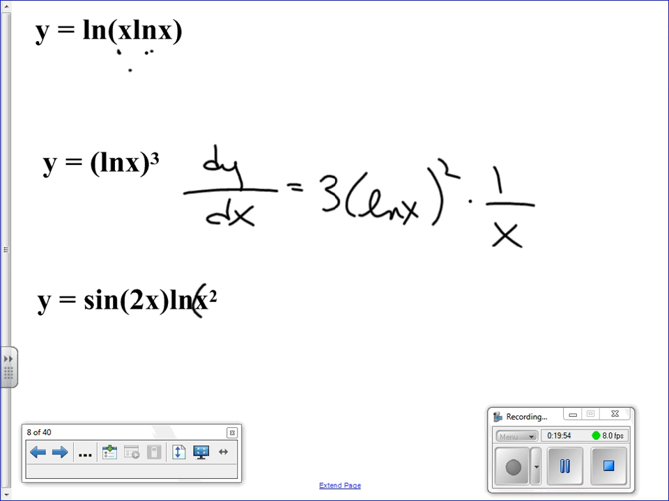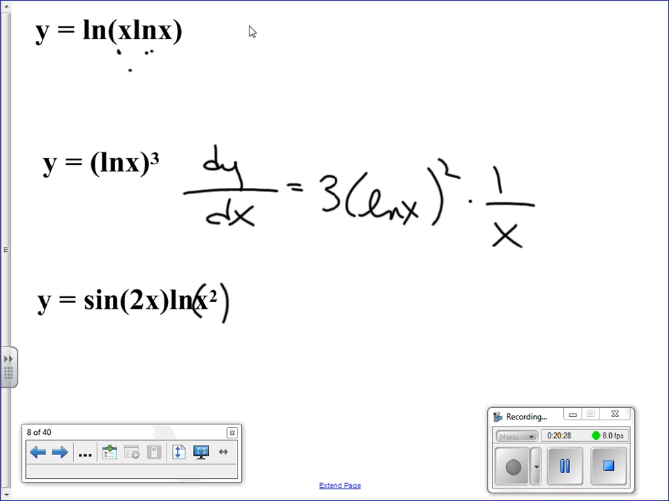Now in this last one here, it's sine of 2x times the ln of x squared. What rule are we going to start with this time? Product. Very nice. Oh, you leave the x squared with the ln of x squared. The derivative of ln x squared is just going to be 1 over x squared times the derivative of the inside. So you will have two chain rules within the product rule.